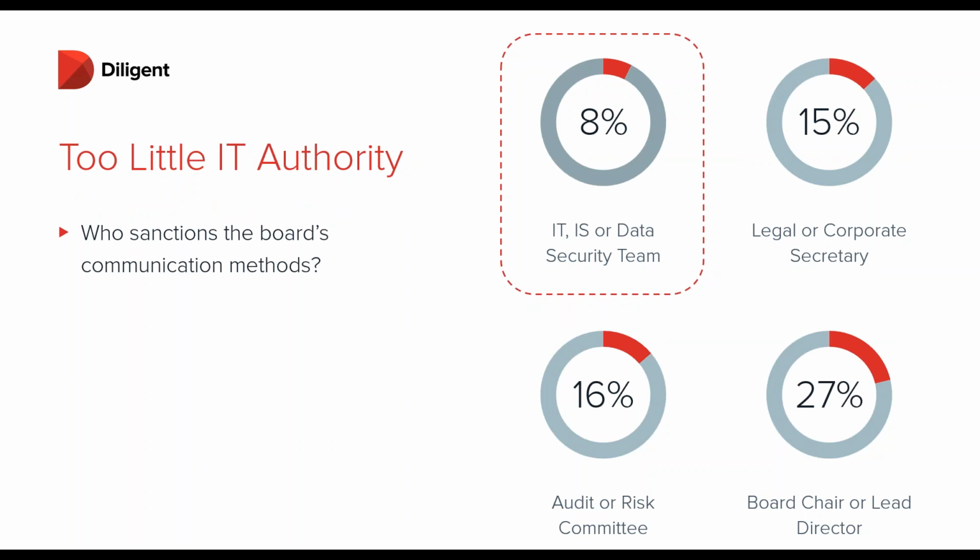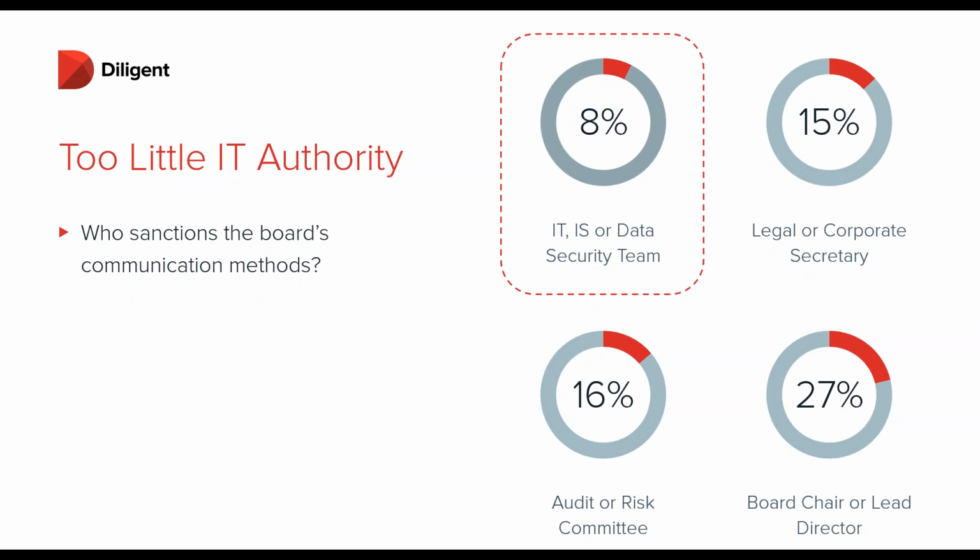What's interesting is we asked whether or not the board has IT involvement in sanctioning the kind of communication methods that they use. And what we found was that of the people that might sanction how the board communicates, only 8% said that it was the data security team or the IS team. That's kind of interesting. Now, that number goes way up when we ask the question, who administers the software? So the IT team often is very involved in administering the software over time, but they're clearly not seen as having any sort of authority over the software. We think that might be something worth investigating.